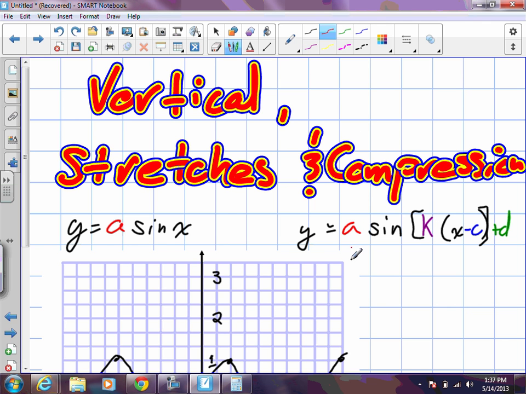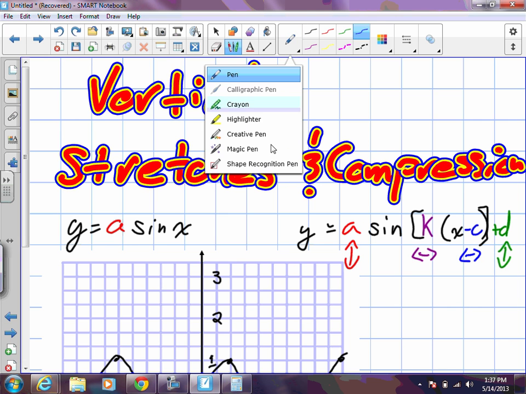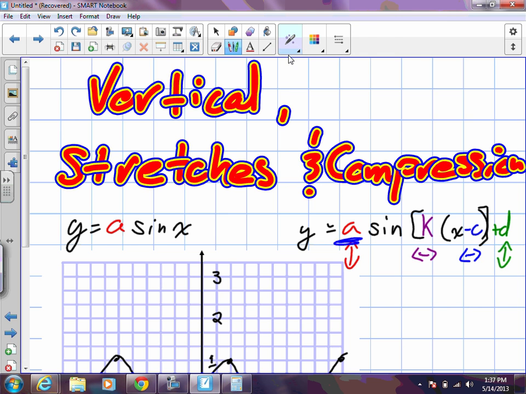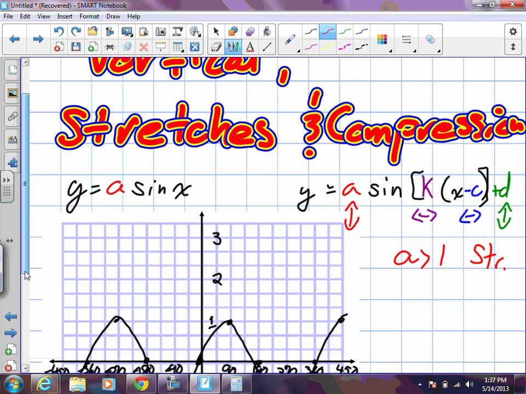So A and D both do vertical movements, and K and C both do horizontal movements. So just keep those in mind. We're going to focus specifically on A. Now, when A is a value greater than 1, it will stretch it. So we'll give you an example of something like that.